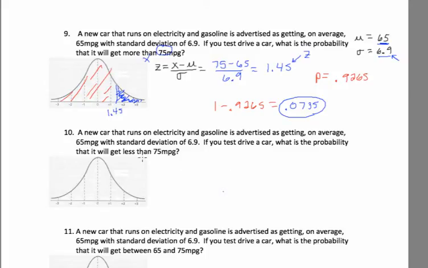What's the probability you'll get less than 75? We already figured that out. Less than 75 was that. These two numbers should add up to be 1, because the area under our curve, the probability that you're going to be under that curve is 100%, 1. So the probability that you're more than and less than should add up to 1.